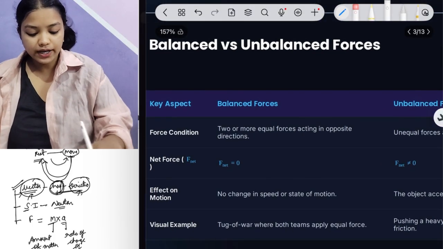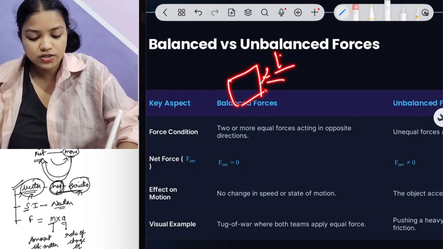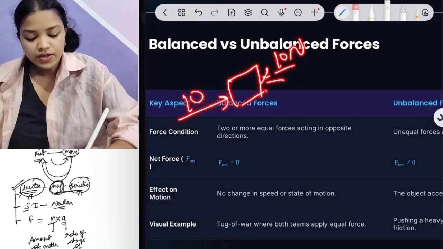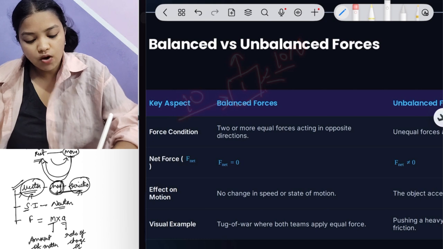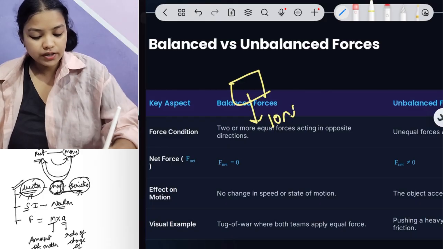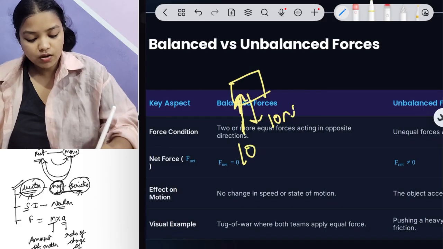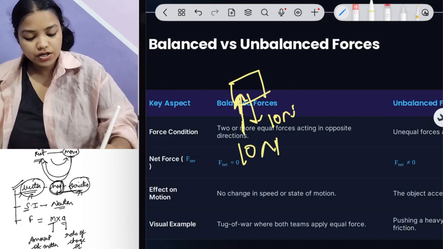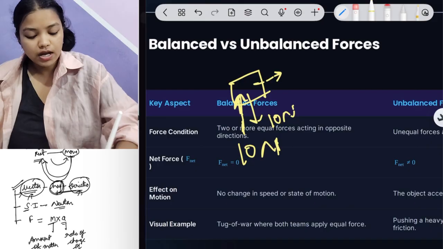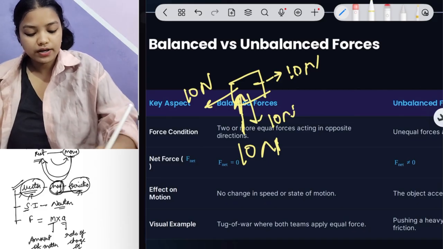How can we calculate the net balanced force? Consider this force is applying with 100 Newton, and this is 100 Newton. Now take this body: the box is applying a force of 10 Newton due to gravity. The ground is also applying a force in the upward direction with 10 Newton. Now this applies a force of 10 Newton, and this applies a force of 10 Newton. Now calculate this.